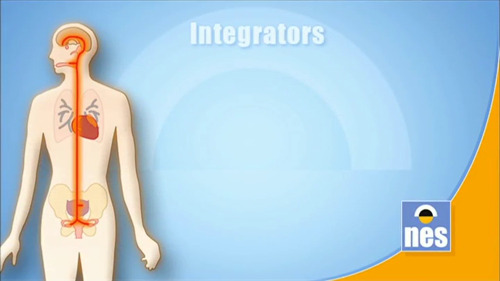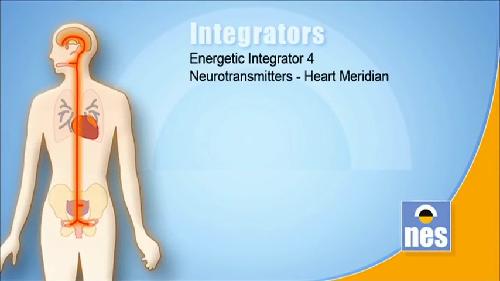Now we look at the next diagram, which is integrator 4, mind map. Integrator 4 is a really, really interesting one because we've got the heart here, and we have to think about the energetic heart. We've got 2 hearts. We've got one in the chest, which we know about, but you don't know that there's another heart in the head.